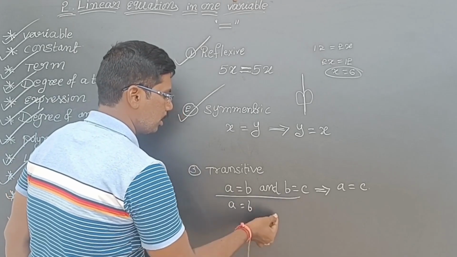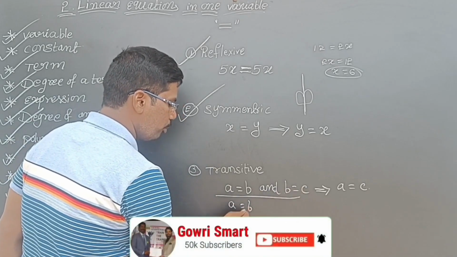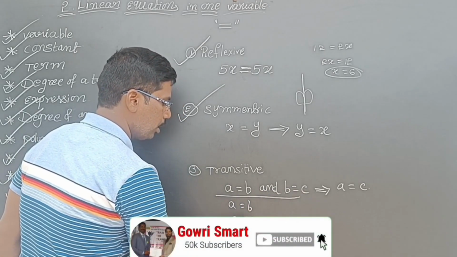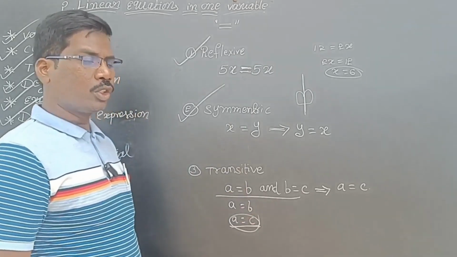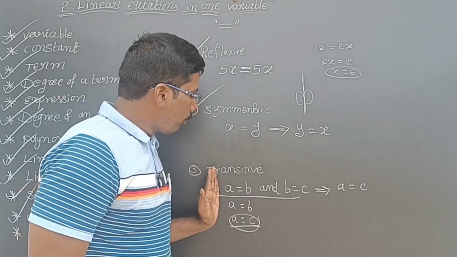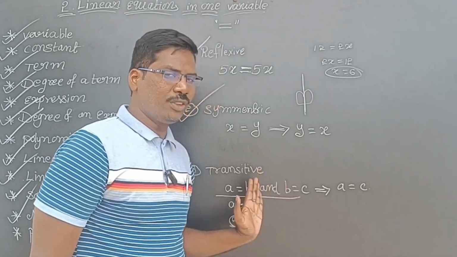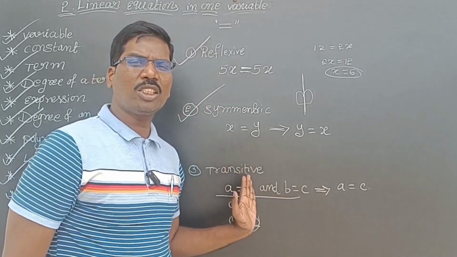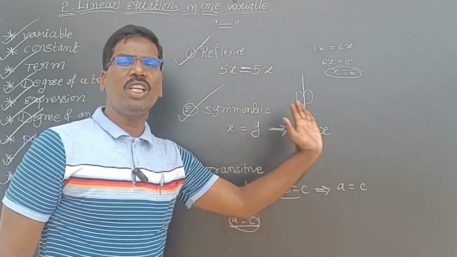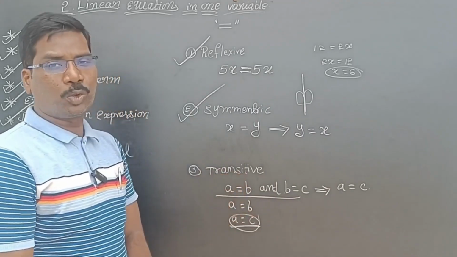A is equal to B and B is equal to C, right? Instead of B, what can I write? C. See, I got A is equal to C. So from one place to another place, it is transitive. It is transporting, we can say, transporting to each other. So this is transitive property.